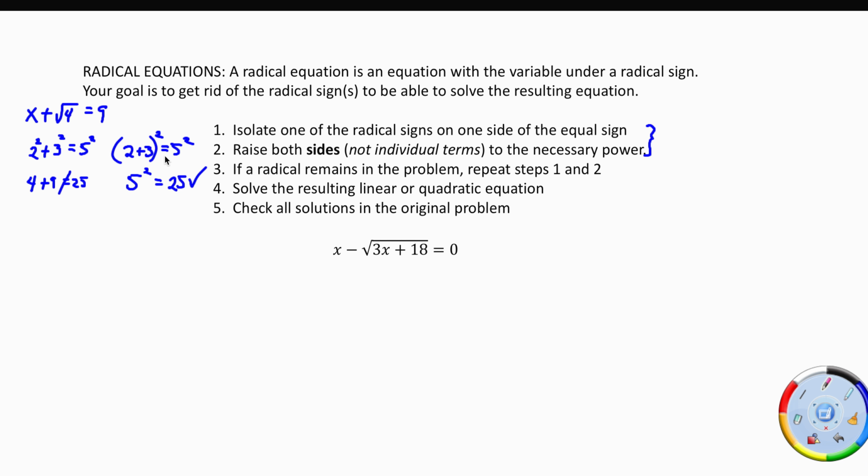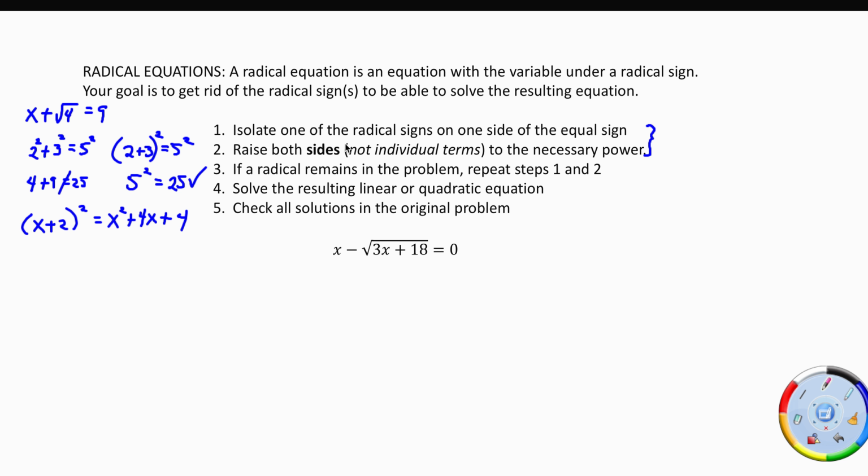Okay, so second thing, which is for the same reason, we have to isolate one of the variables or it's not going away because I can't square individual terms. Think about this. If I had x plus 2 and I squared it, that is not x squared plus 4, right? That's x squared plus 4x plus 4.